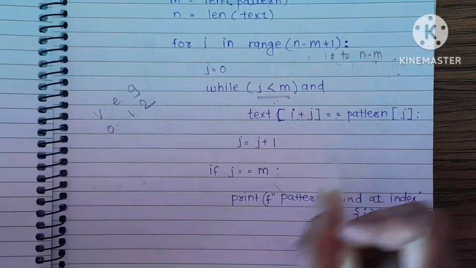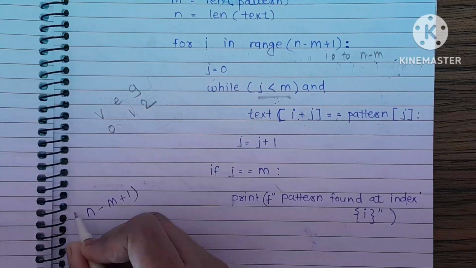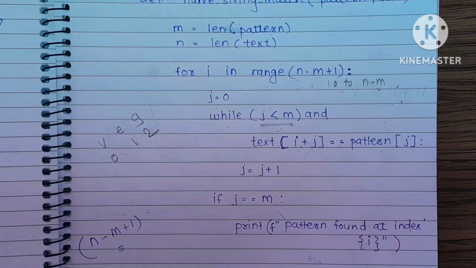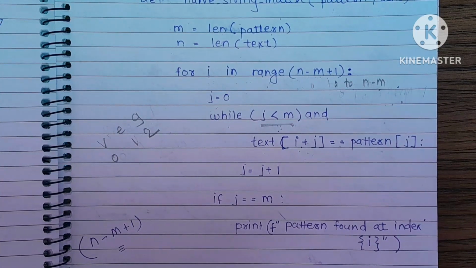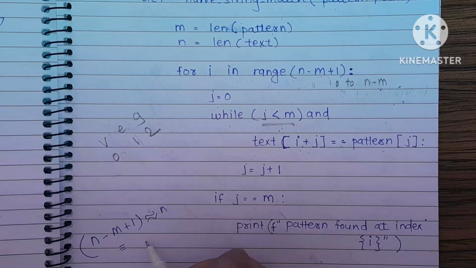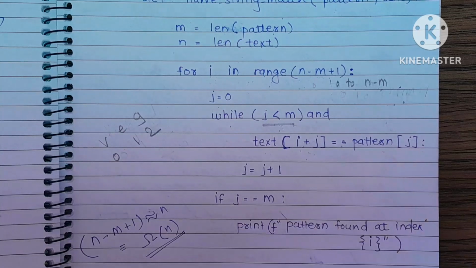So in this case, the best case scenario provides us a time complexity of n minus m plus 1. And in the best case scenario, where the pattern is of such a small size that n minus m plus 1 approximates to n, the best case time complexity of the naive string matching algorithm is omega n.